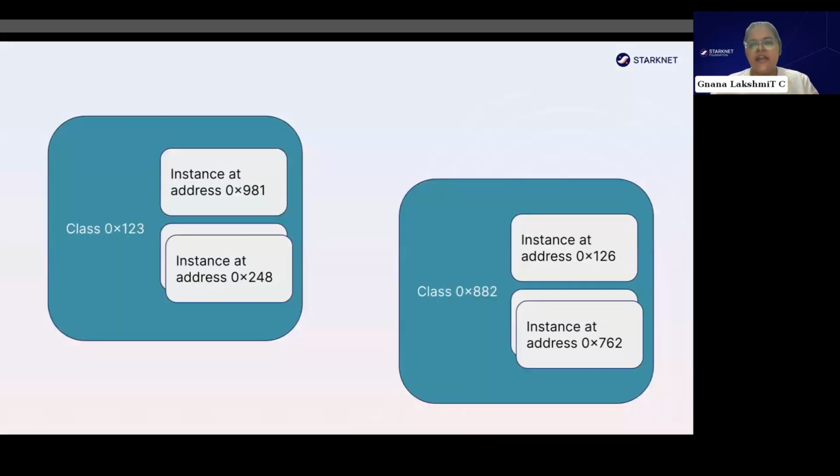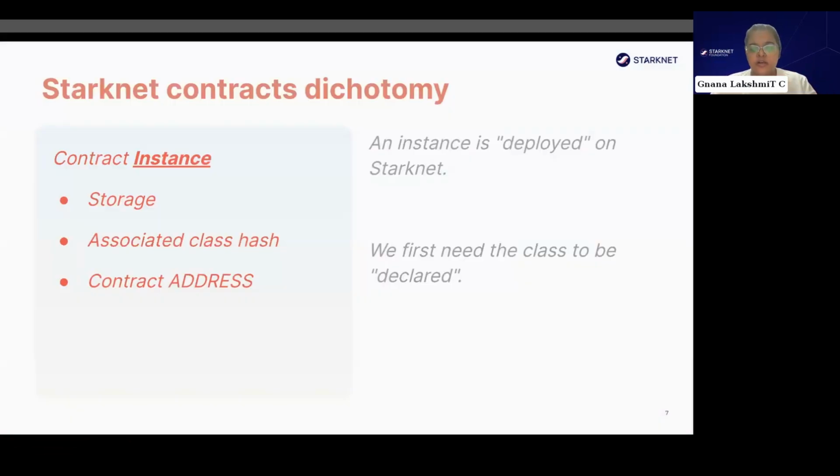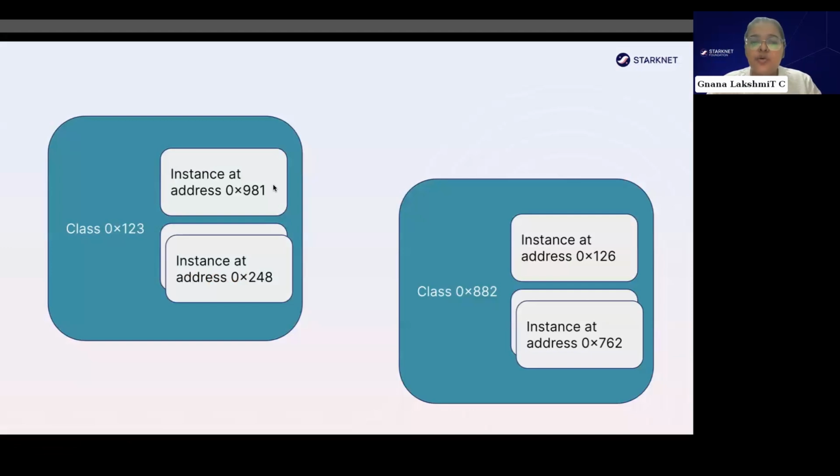I have another diagram that explains it nicely. If you have a class hash, say 0x123, you can deploy multiple instances of that contract, each with their own storage, with this particular class hash, and having their own distinguishable contract address. You can see here that one contract address is 0x981 and another contract address is 0x248. Both are instances of this class hash. And there is another example with another class hash, and you can deploy multiple instances of this. This is very useful because if you come from a Solidity background or an object-oriented programming background, you might have heard of factory patterns, right?